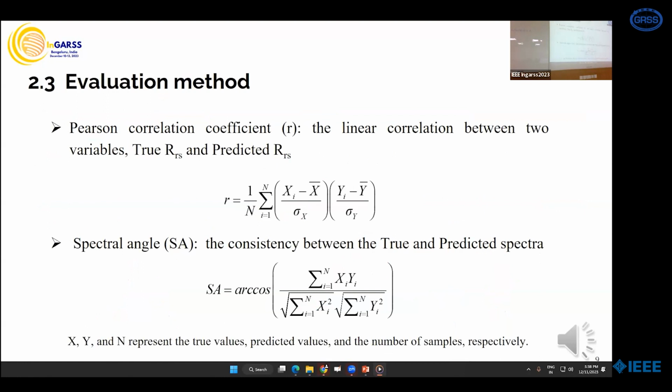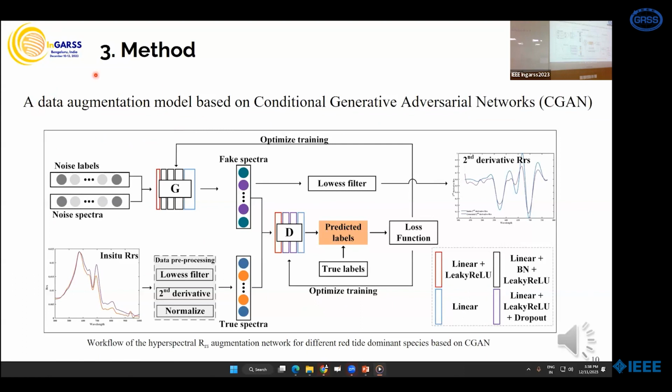Moreover, the Pearson correlation coefficient and the spectral angle are used as the evaluation metrics to evaluate the effectiveness of the data augmentation. Our study addresses the challenge of acquiring hyperspectral reflectance data for dominant species of red tide by proposing a data augmentation model based on conditional generative adversarial networks, or CGAN.